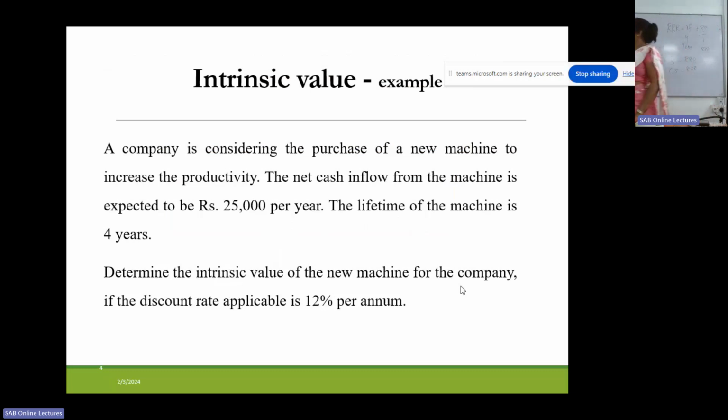Now look at this one. The company is considering, now this is not a financial asset valuation, the purchase of a new machine to increase productivity.